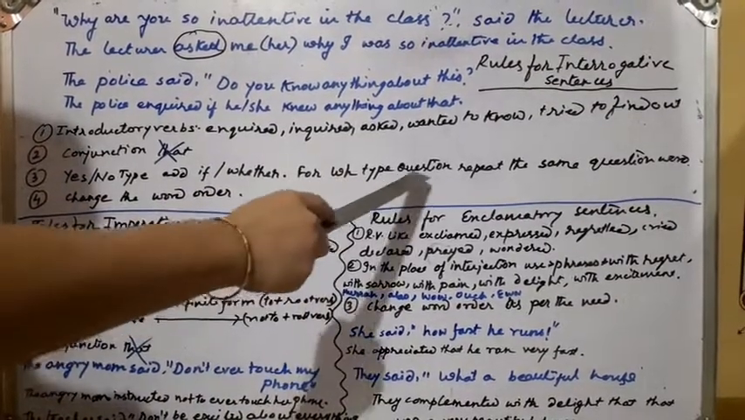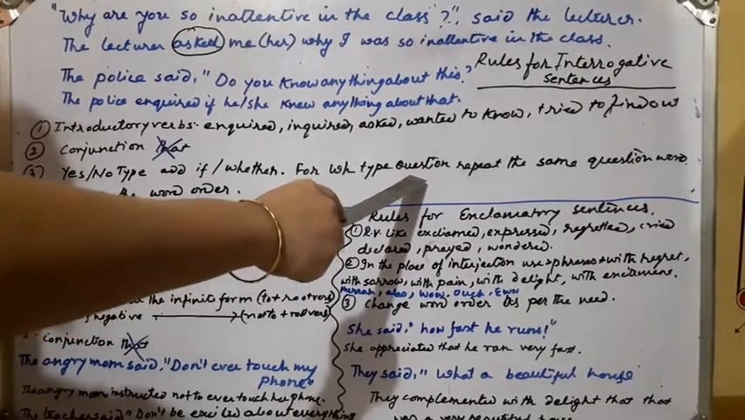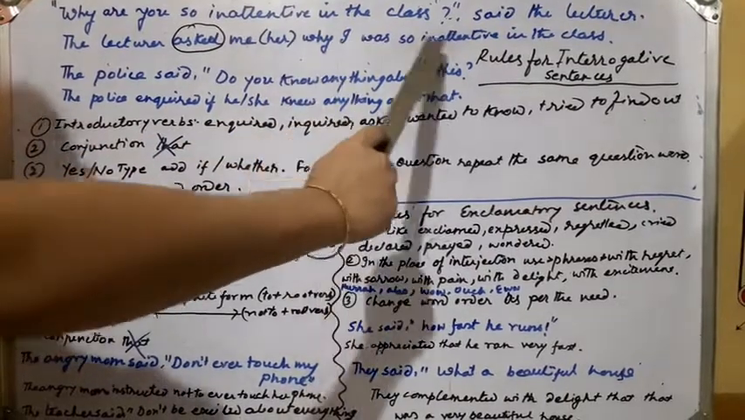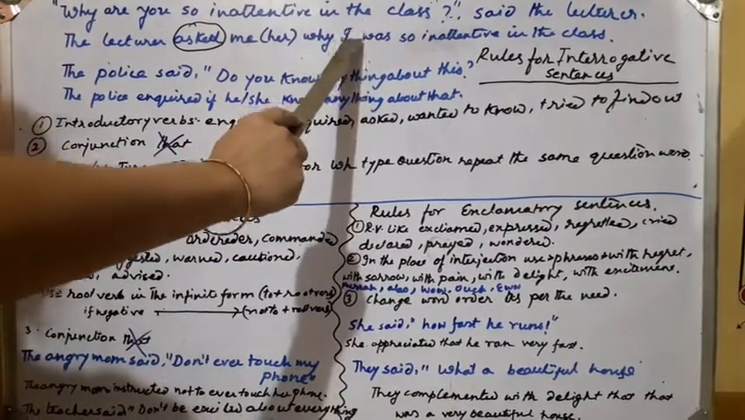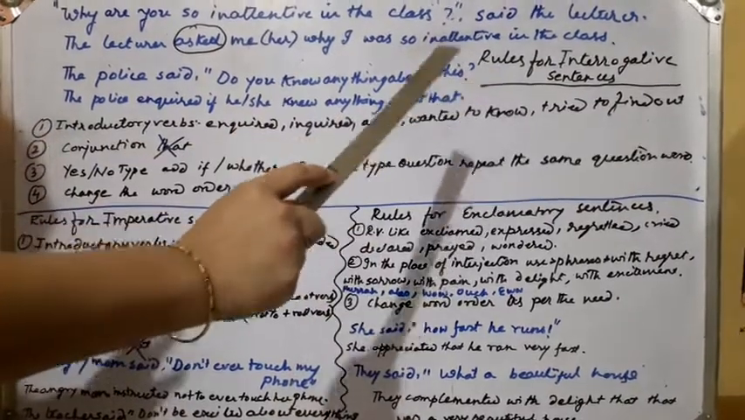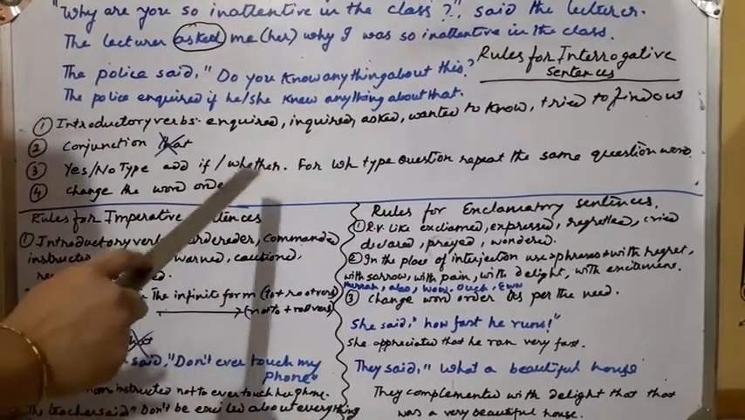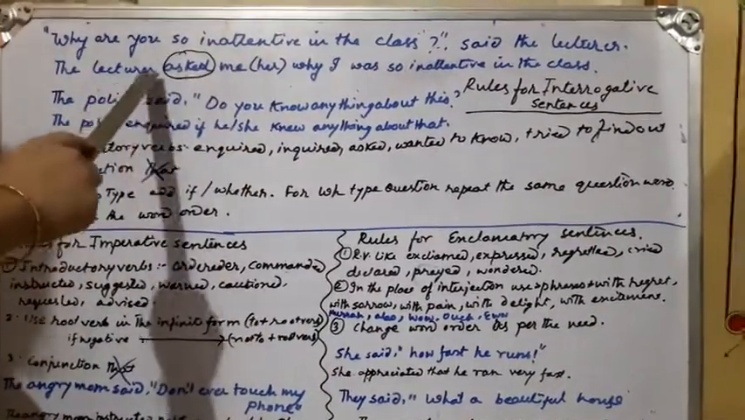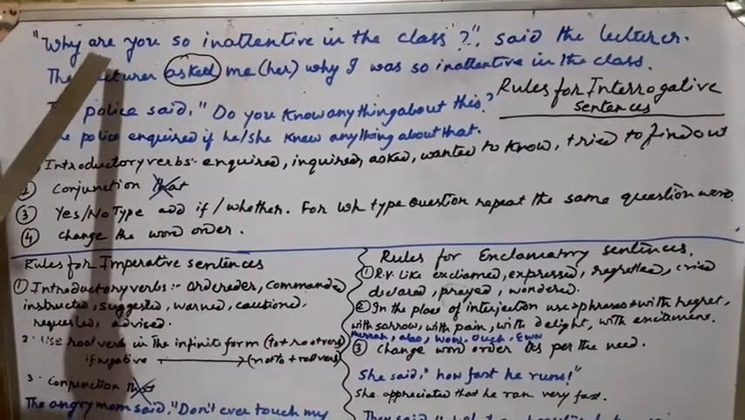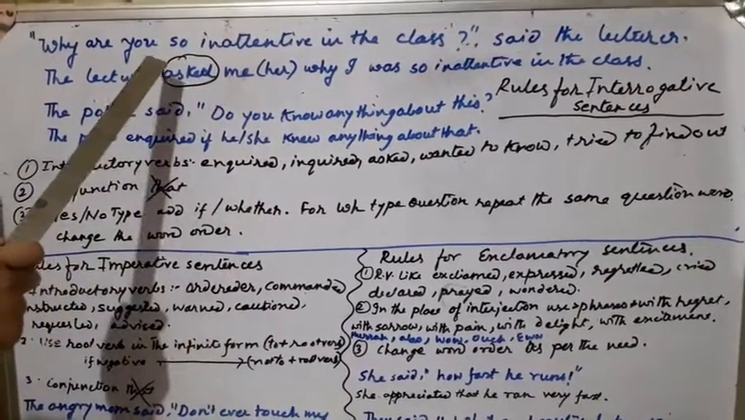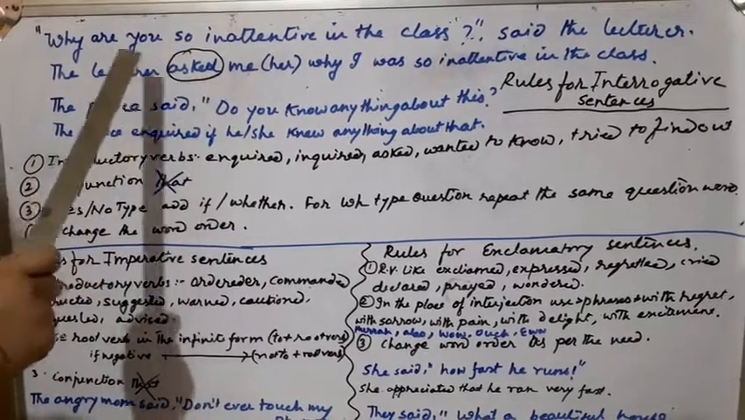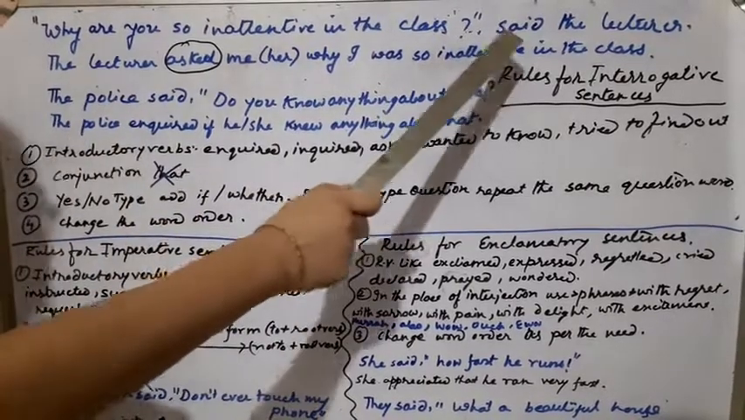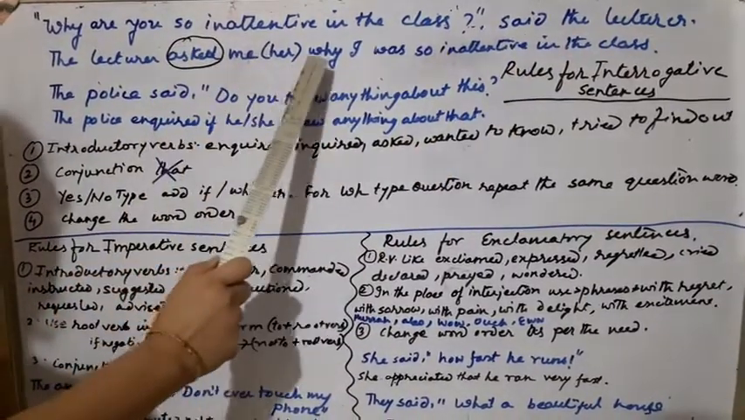But if it is a WH type question, then we will have to repeat the same. That means the same format, only the changes for the pronoun and the tenses, right? And the change in word order. We will have to pay a little attention. See, the lecturer asked; if it is a WH question, then we will have to repeat the same question word, right? That means, why are you so inattentive in the class? The lecturer. So I have repeated the same from here.